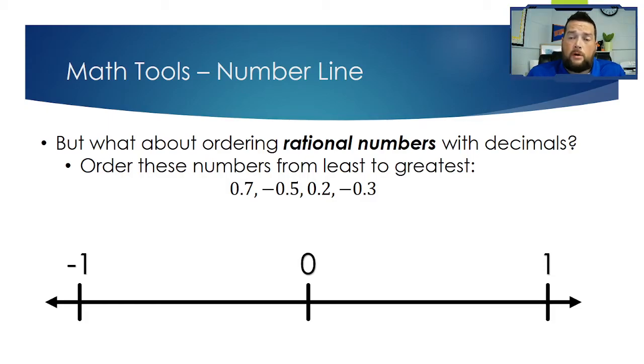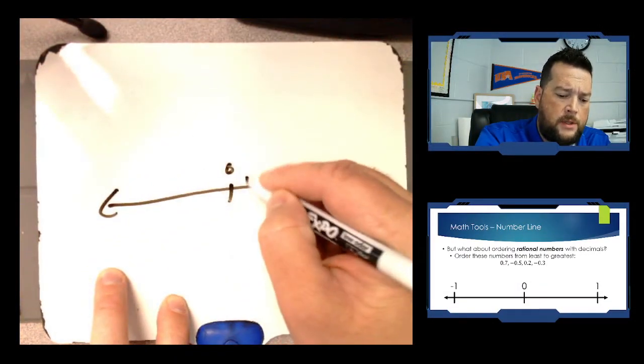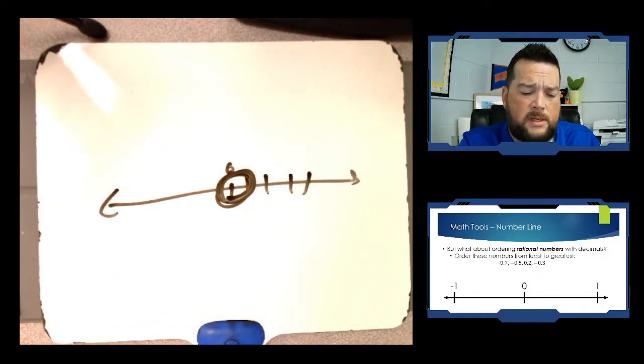Whenever I'm organizing or ordering rational numbers, which are numbers that have decimals, I like to edit my number line to become very useful for ordering these numbers. The way I'll do it is I'll start by zooming out the number line, so not making such a tight number line with 0, 1, 2, 3, where you can't really have much space to put the decimals inside there.